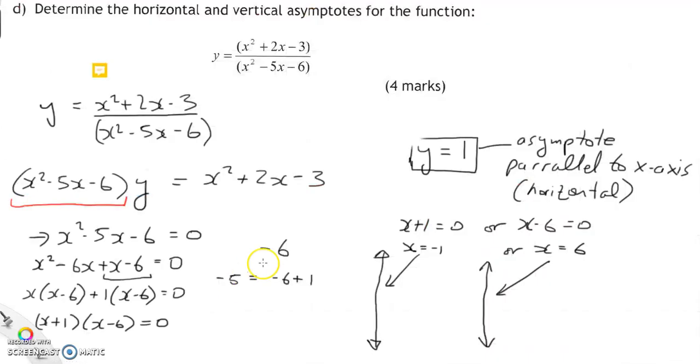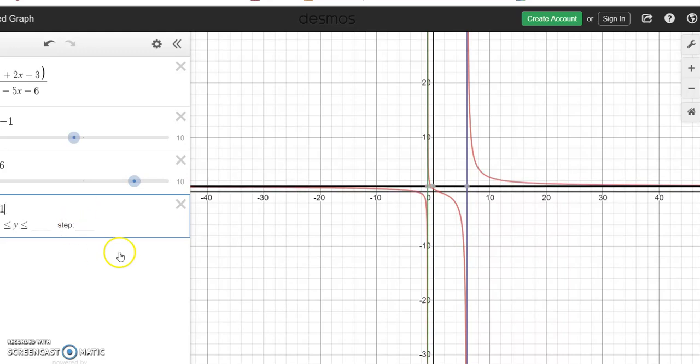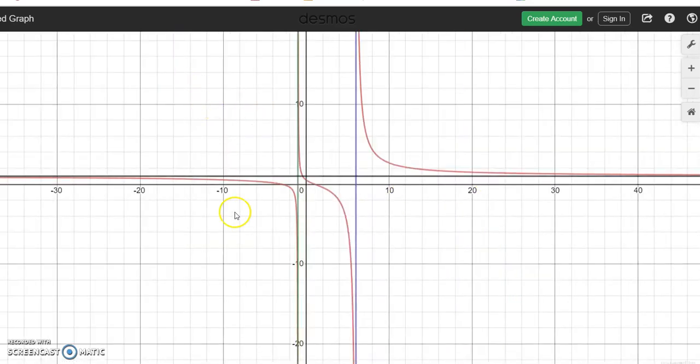And what did we say the horizontal asymptote was? y equals 1. We can also draw that in. y equals 1. And that's another line the graph approaches here and here without ever touching. So you just have to go through it yourself and have a crack at it.